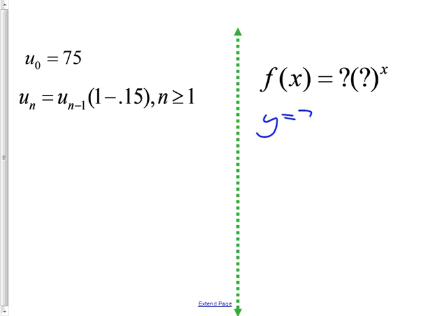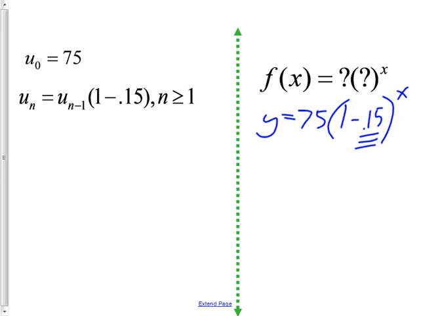I hope you said 75 times 1 minus 0.15. If you actually change that to 0.85, it's not wrong. 1 minus 0.15 is 0.85. But it's smarter to leave it this way because it tells me my rate of change right there. It's 15% decay in this case.